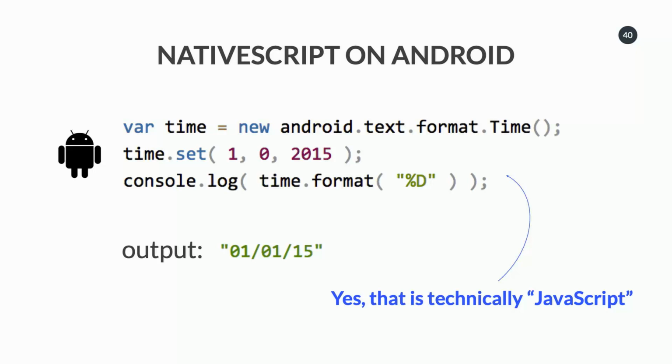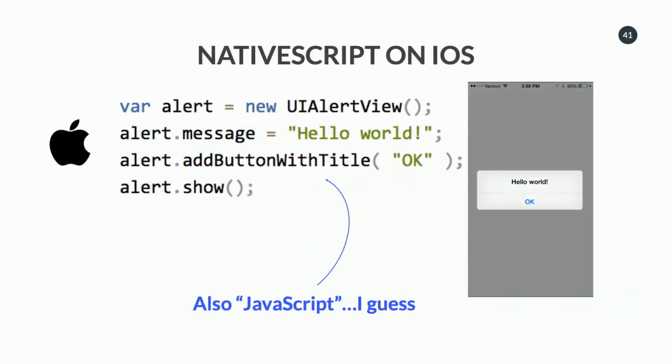Now, I'll give your brain a second to parse this because it is JavaScript code instantiating a Java Android text format time object, calling the set method, logging the return value of the format method, which turns out to be that string. Okay, that's all right. Probably kind of makes sense to you.